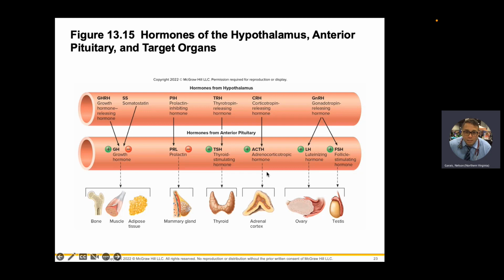Doesn't this look like a beautiful multiple choice section for an exam? I could ask you, if I stimulate growth hormone, what will grow? Bone, muscle, adipose tissue. If I stimulate somatostatin, it'll do what? Inhibit growth hormone. So what will happen to the growth of bone, muscle, and adipose tissue? It will decrease. Because I have prolactin. If I had prolactin, what will it do? It'll stimulate the mammary gland.